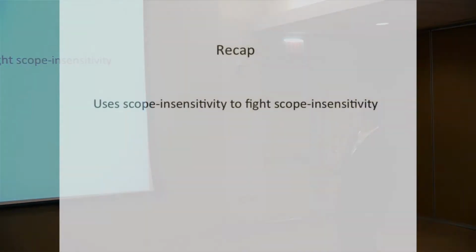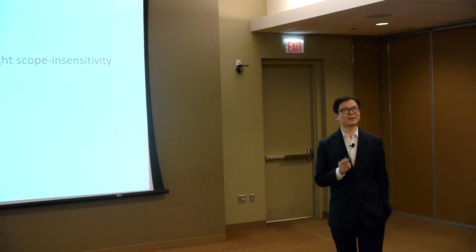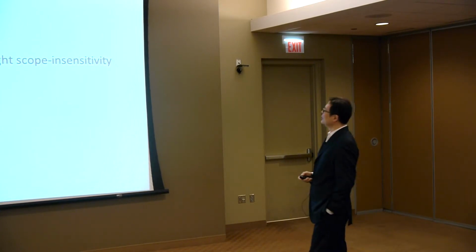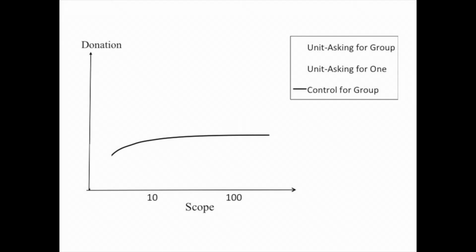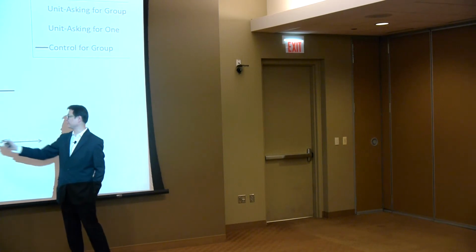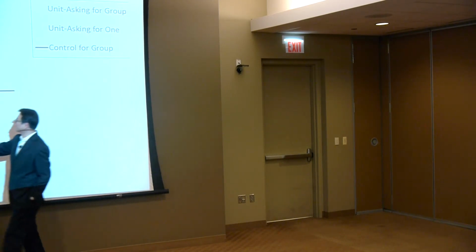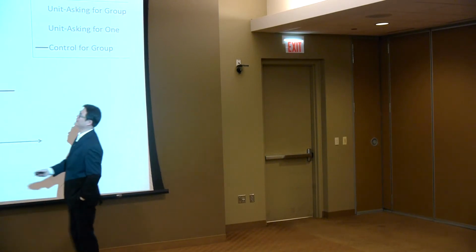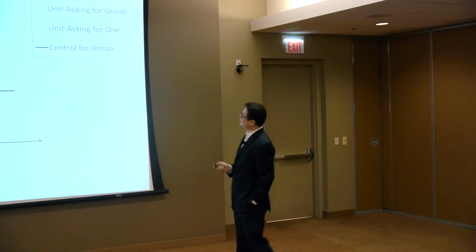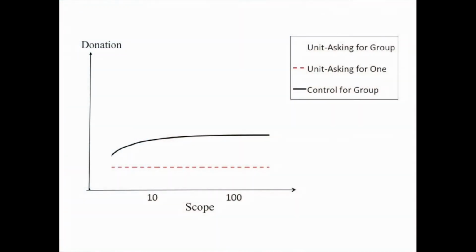Now, basically the idea is the use of scope insensitivity to fight scope insensitivity. So let me go a little further. We don't think this increased sensitivity effect can go on forever. In the control condition, people are pretty scope insensitive. So if for one child I'm willing to donate, for example, $10, for 100 children, also about $10. But in the unit asking condition, if I ask you how much to donate for one child, then of course it doesn't matter if the total group has 10 children or 100 children, I donate the same.